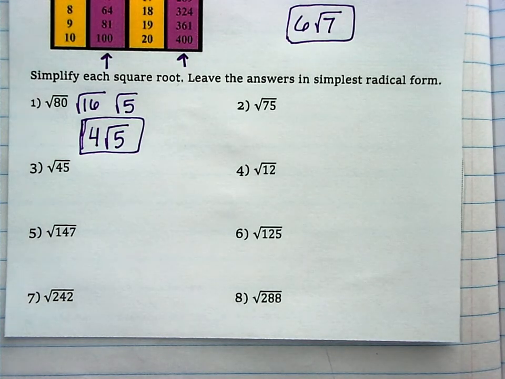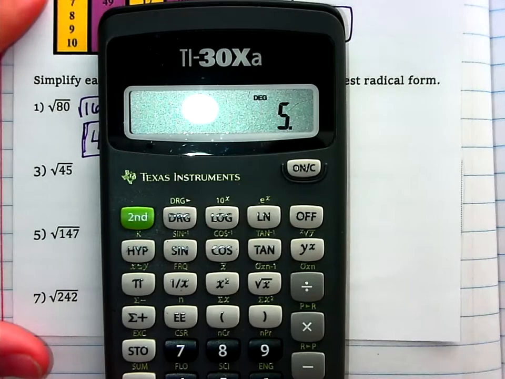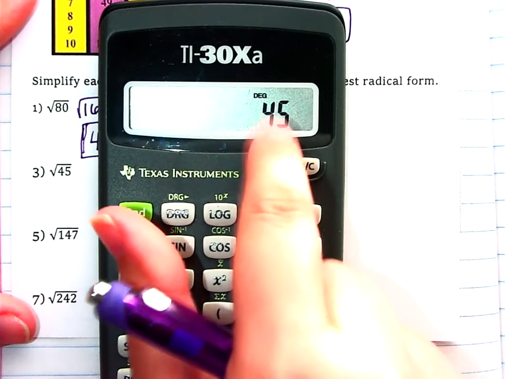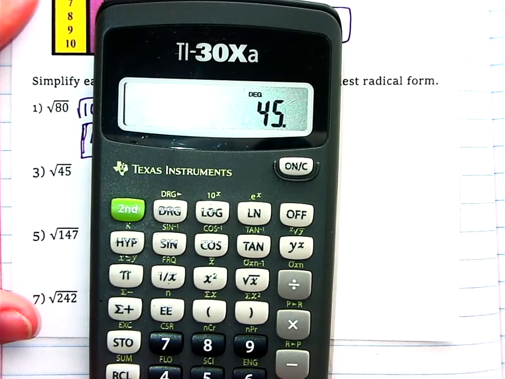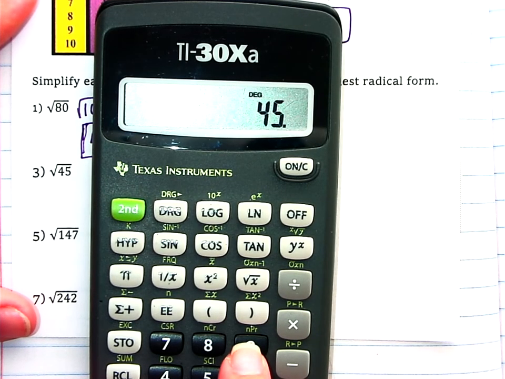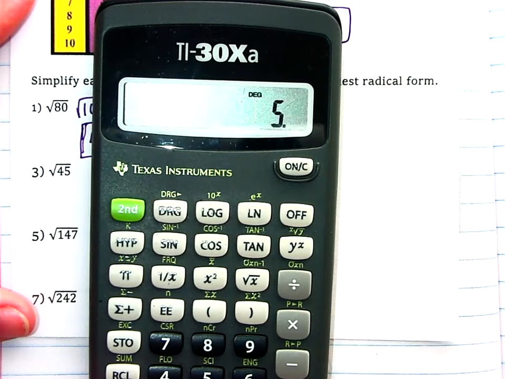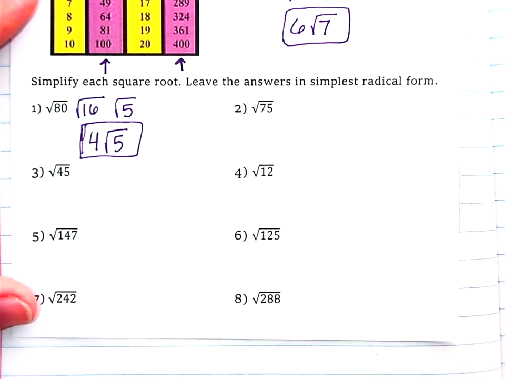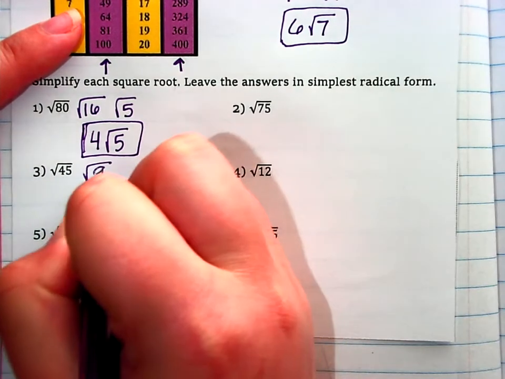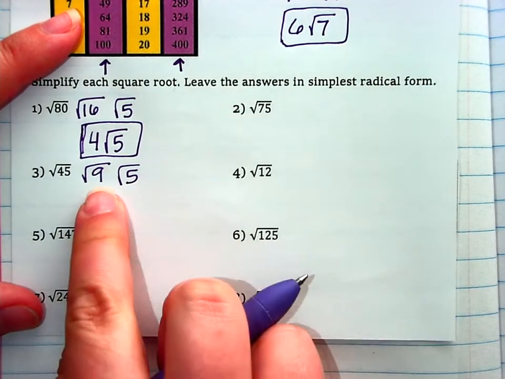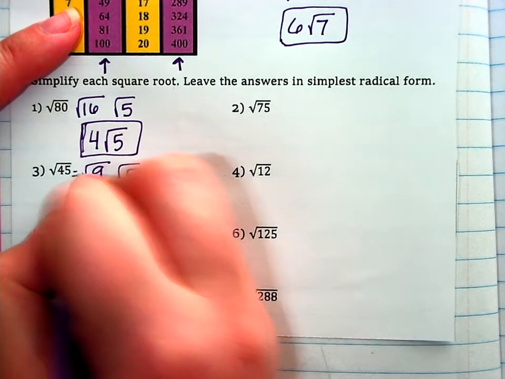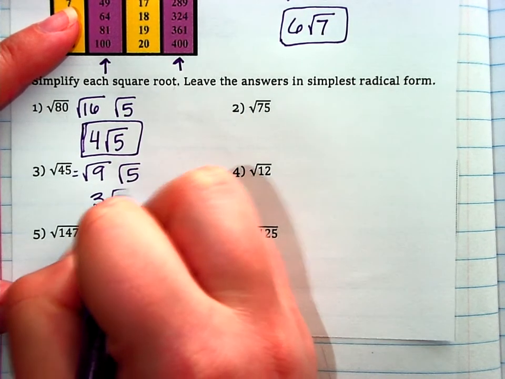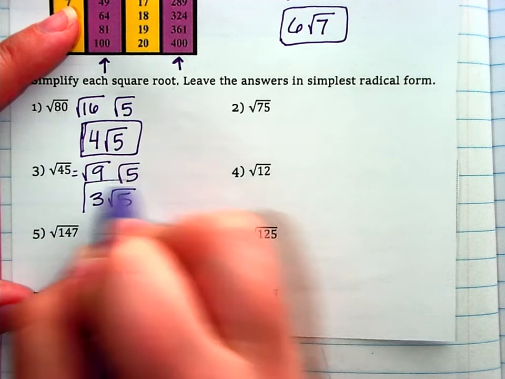Okay, let's try 45. The square root of 45. Let's start dividing. I already know 45 is not divisible by 4 because it ends in 5. It's an odd number. Let's divide it by the next perfect square. Let's divide it by 9. Okay, 9 and 5. There's no other number that divides into 5. So we have the square root of 9 and the square root of 5. 9 times 5 is 45, so this is equal. We know the square root of 9 is 3, and we will leave the square root of 5 as the square root of 5.